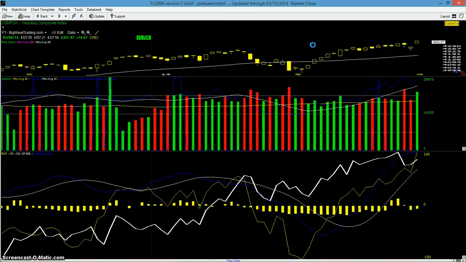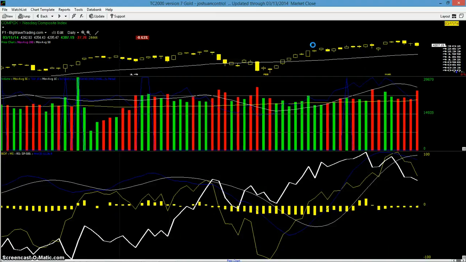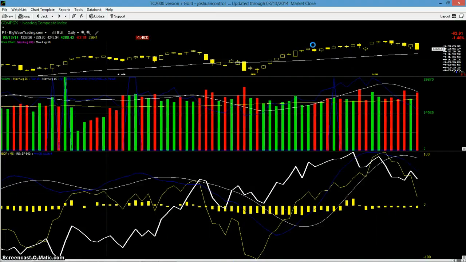The 43.2754 low had to hold. It did not hold. And today we sold off again on above average volume.